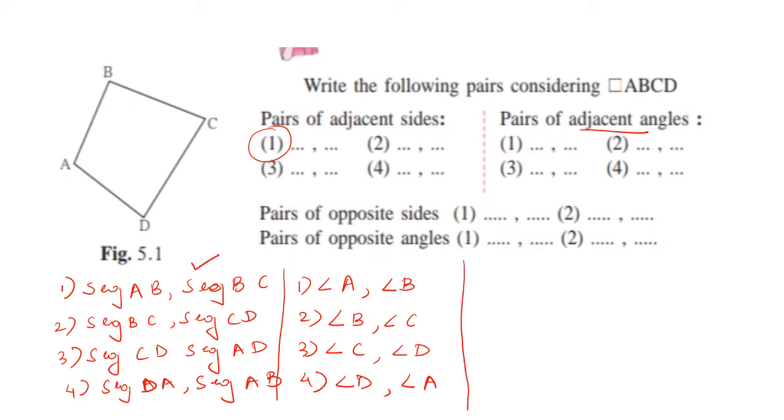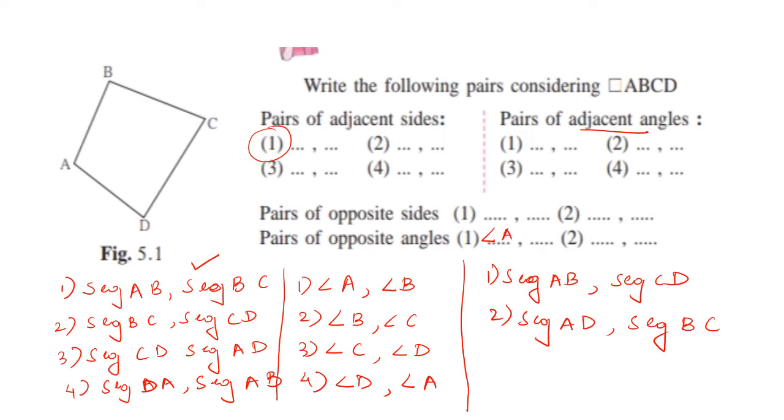Here again I would write down the sides: segment AB and segment CD, and segment AD and segment BC. Angle A is opposite to angle C and angle B is opposite to angle D. This is how you have to remember them.